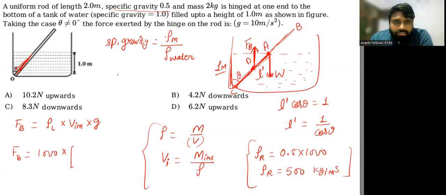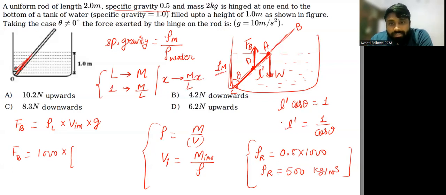Now, to this entire length L, 2 meter, the whole mass capital M is distributed, which is 2 kg. Let's say we will assume it as L. So for capital L length, the mass which is distributed is capital M. So for 1 unit length, the mass distributed is M by L. And for the desired length, let's say for x length, it is M upon L into x. Now, the length which is immersed inside the liquid is 1 by cos theta. Okay. So we will do it on the next page.